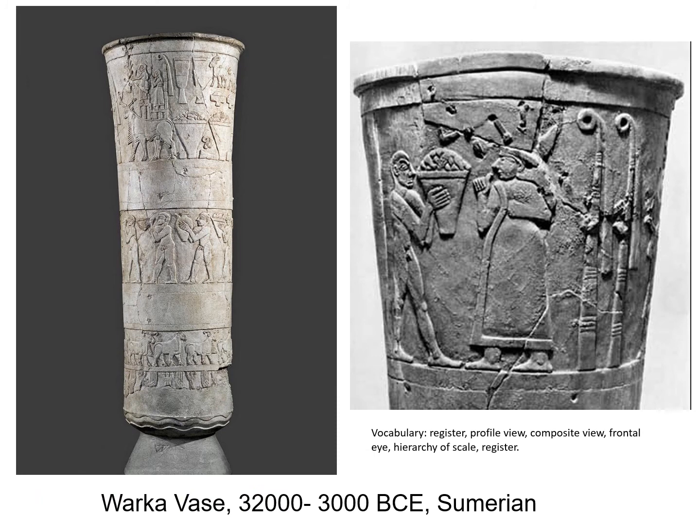This is the Warka vase. It's a Sumerian piece that is really important. It was also stolen during the looting in the Iraq War, but has since been recovered. In the middle register of the vase, we see a group of priests carrying offerings to the goddess Inanna.